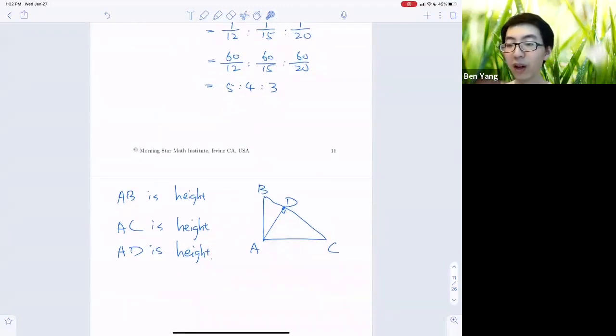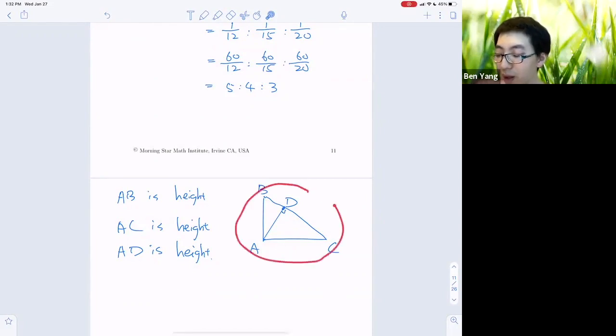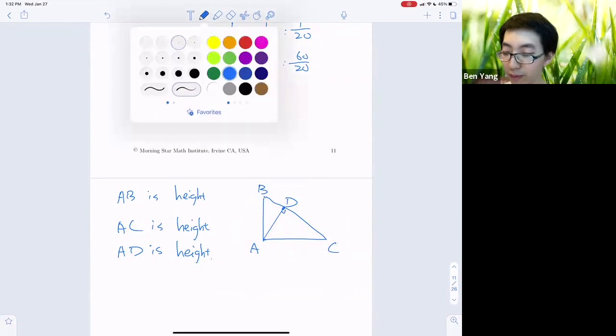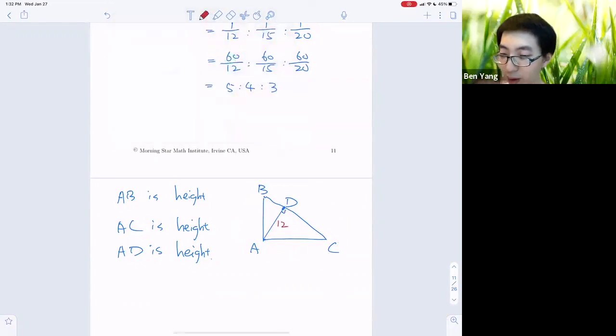We know the three heights are just 12, 15, and 20. So if you look at the graph here, AD is definitely the shortest. So that should be 12. And then AC is the longest, so that should be 20. And AB is the one in the middle, so it should be 15.